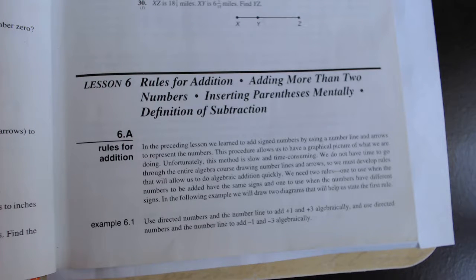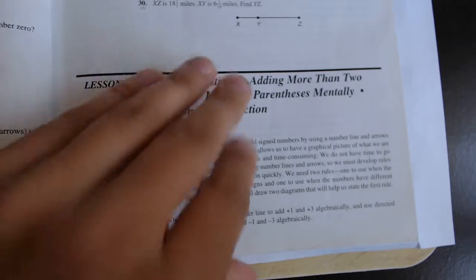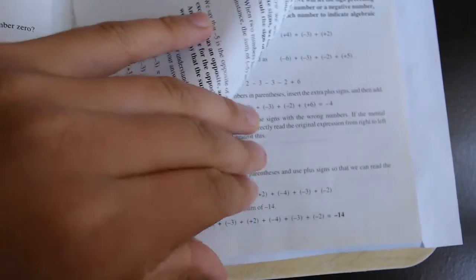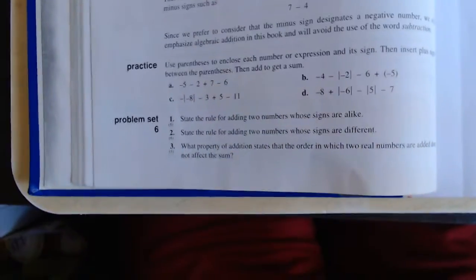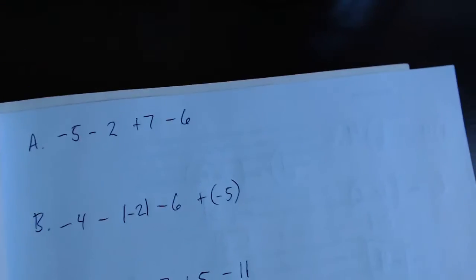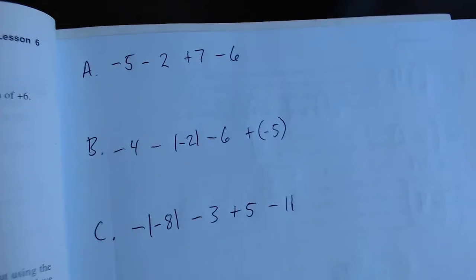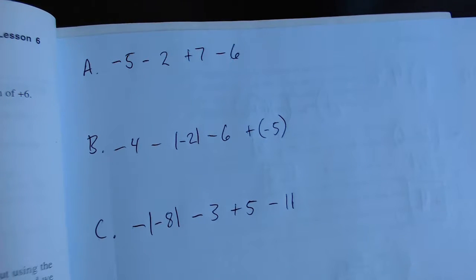Algebra 1, Lesson 6, Rules for Addition, Adding More Than Two Numbers, Inserting Parentheses Mentally, and Definition of Subtraction. So we're going to go straight to the practice, and we'll be doing A, B, and C today. So starting with A, we have to add these properly by inserting parentheses.